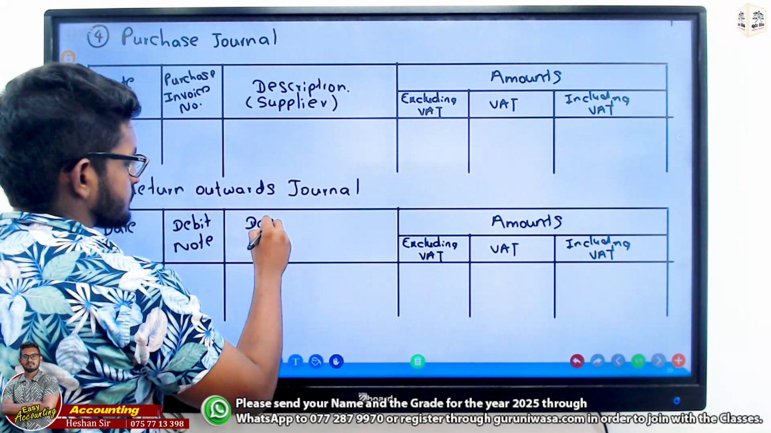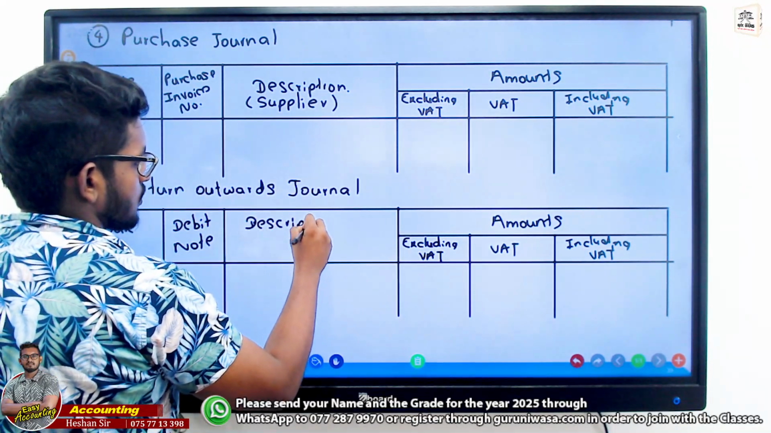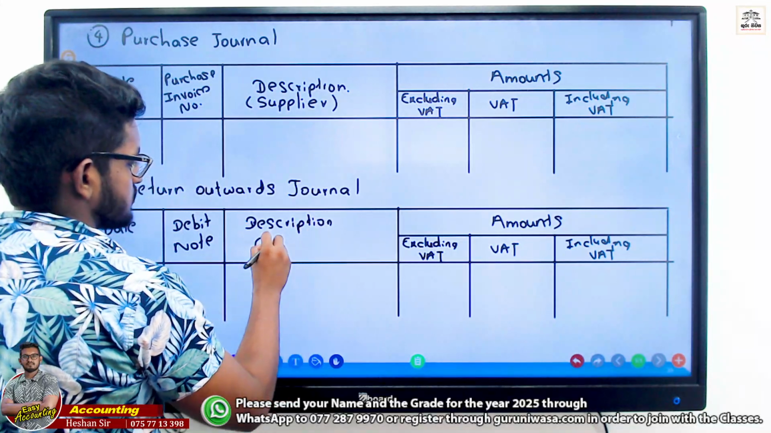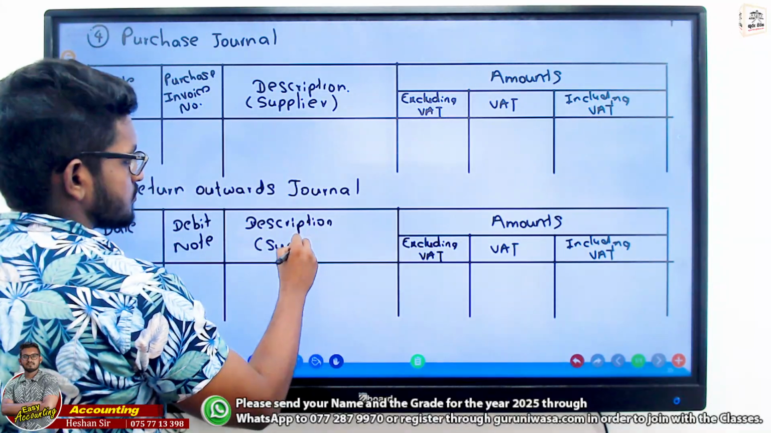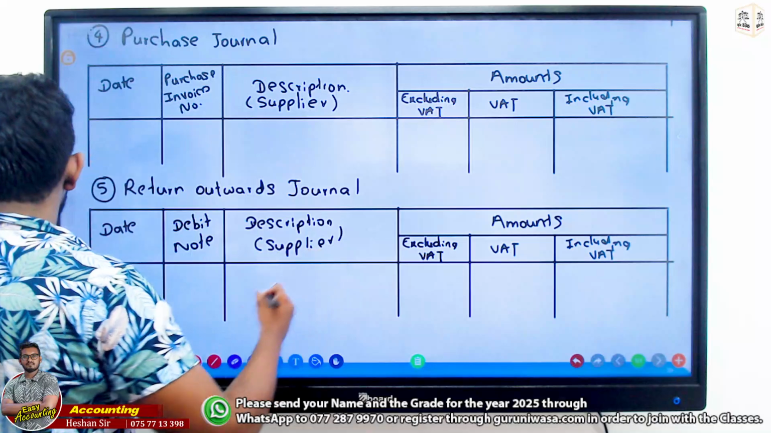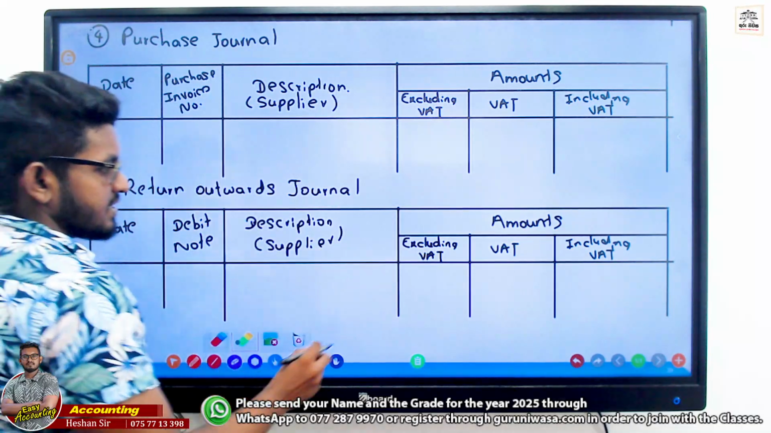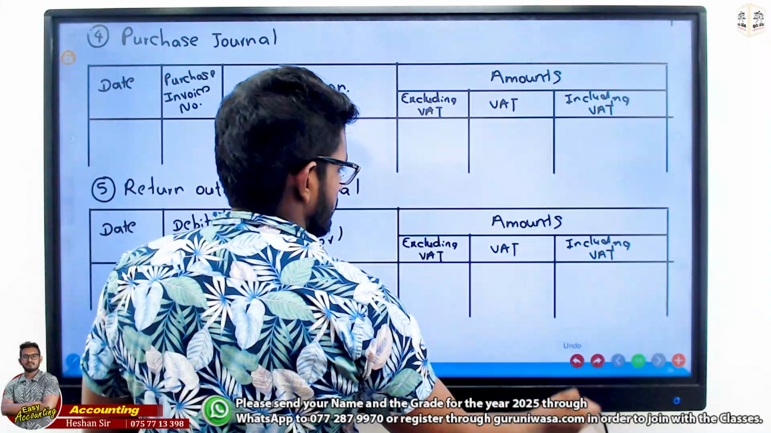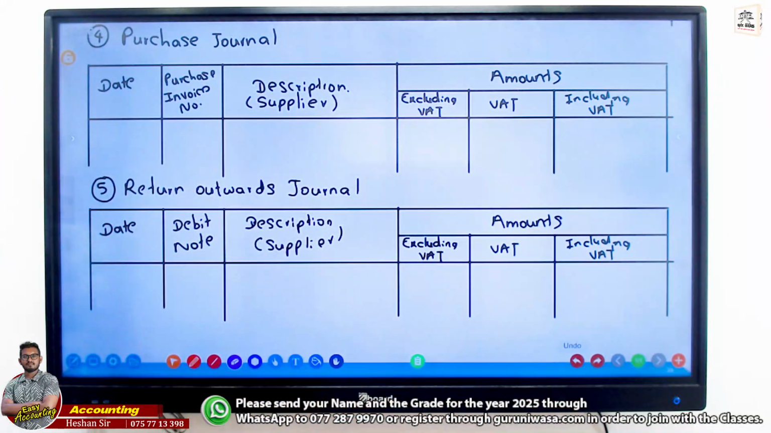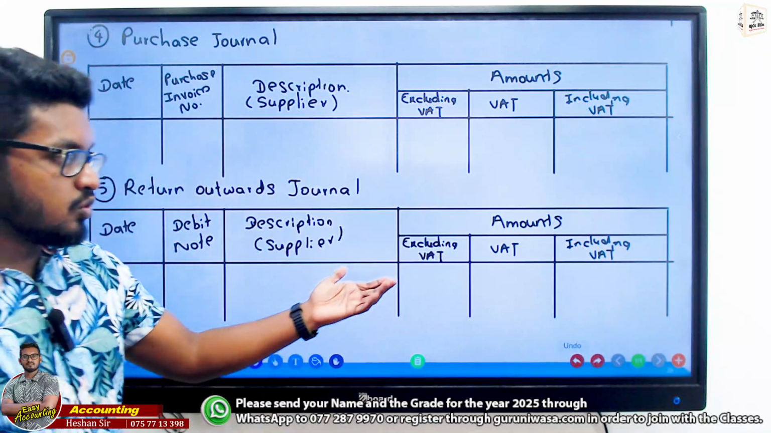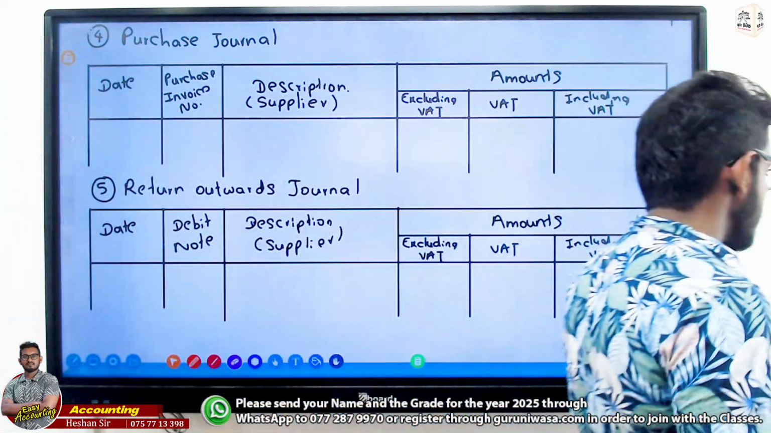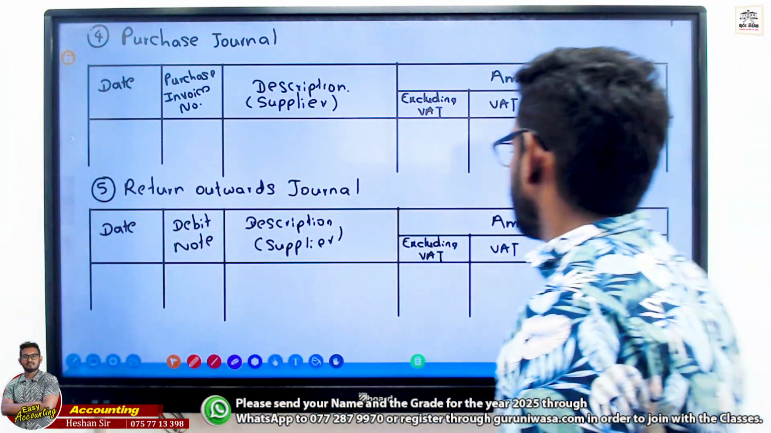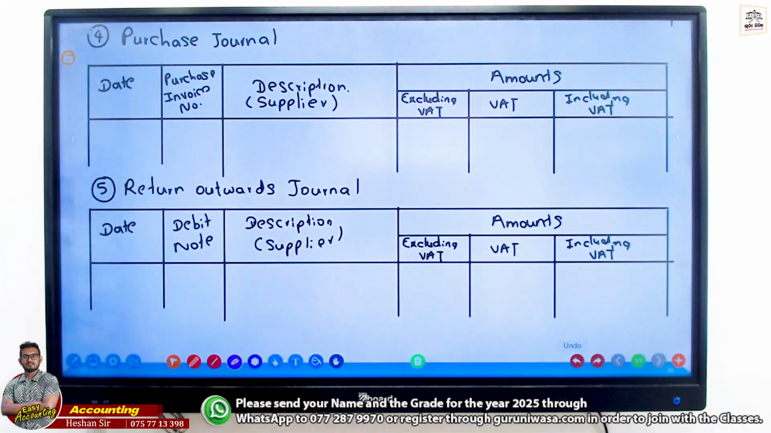description, or supplier. Here we are writing the supplier's name. Purchase return, excluding VAT, VAT, including VAT, right? Here, excluding VAT means the amount subject to return to the supplier.